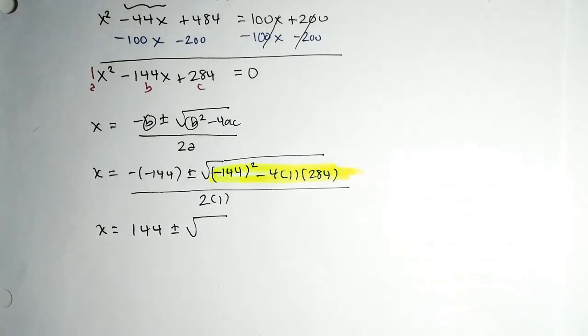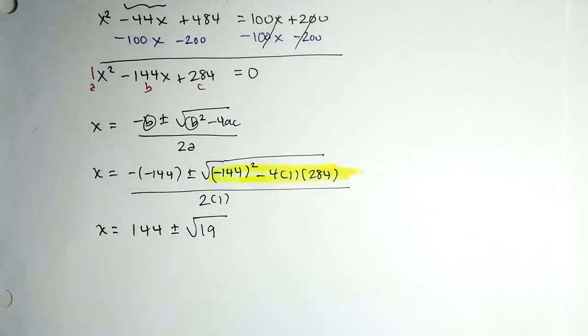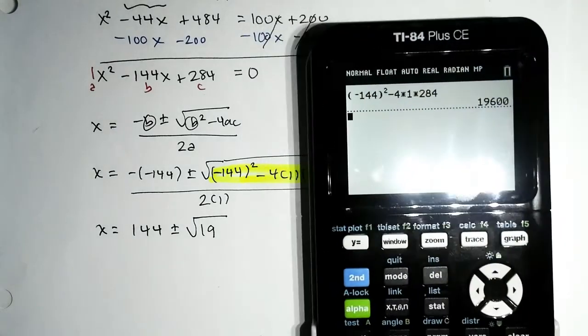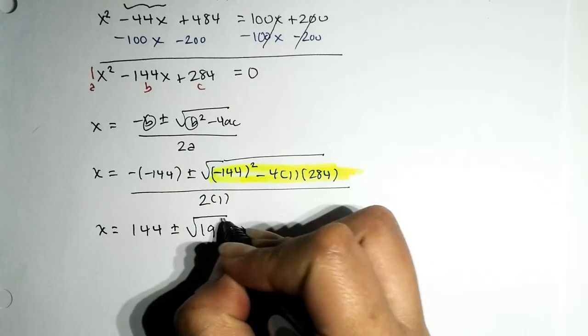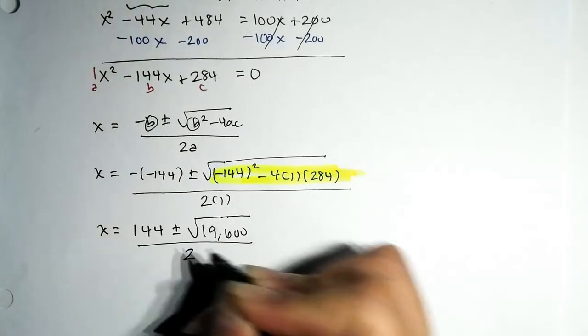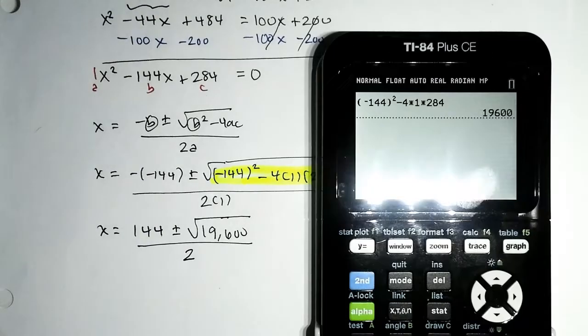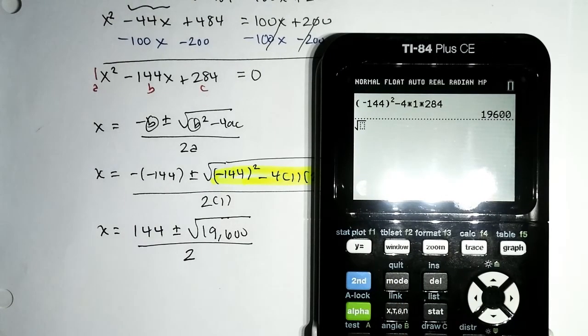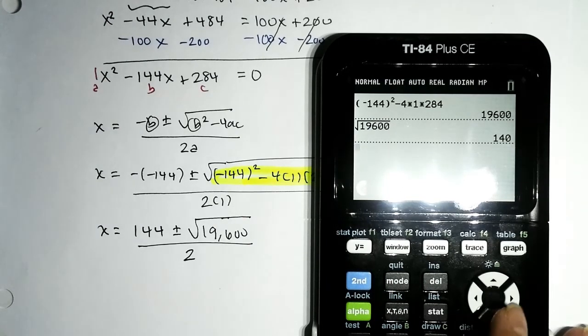So that gives us 19,600. Good thing we have access to a calculator. All over 2 times 1, which is 2. Let's go ahead and see what the square root of 19,600 is. The square root of 19,600 gives us 140. Look at that.